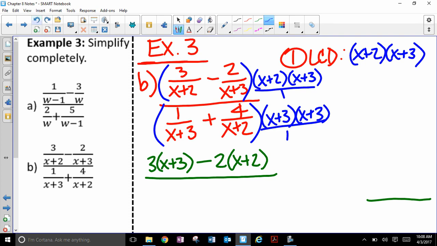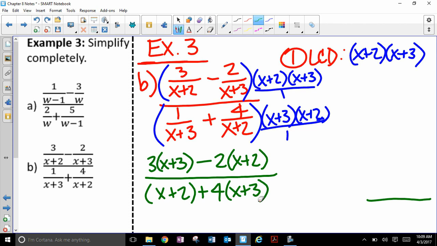Change that back in a second. So we have 1 parenthesis x plus 2, but we won't need to put the parenthesis or the 1, but I'll put x plus 2. Okay, so then on the second 4 over x plus 2, the x plus 2's cancel, and you're left with 4 and x plus 3. So plus 4 parenthesis x plus 3 is what's left over.